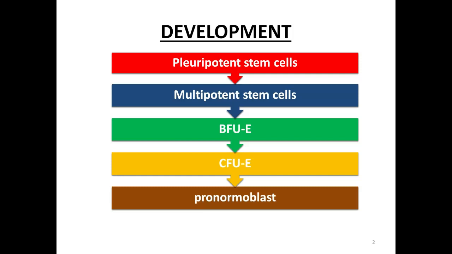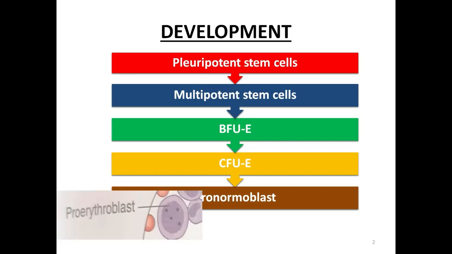Here the nucleus is also large, and nucleoli are present, on an average 4 to 5 in colony forming unit erythroid. Hemoglobin is not present and mitosis is present. Now from there, proerythroblast develops. Now proerythroblast has nucleoli of 2 to 3.